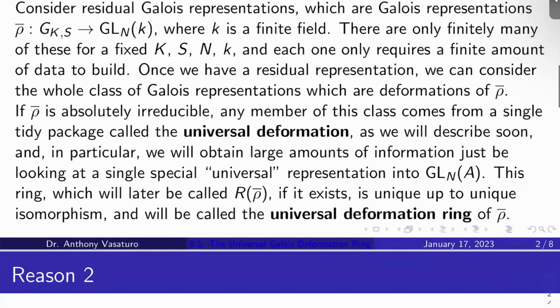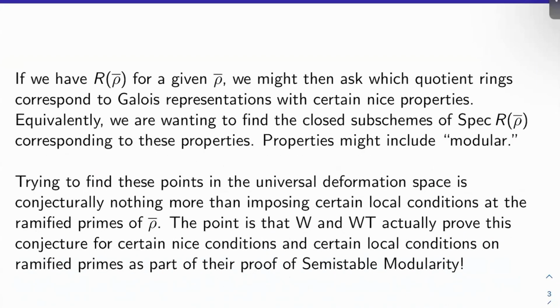If it doesn't exist. Reason two: if I have the universal deformation ring R of rho bar for a given rho bar, we might then ask which quotient rings correspond to Galois representations with certain nice properties. Equivalently, we're wanting to find the closed subschemes of the spectrum of R of rho bar corresponding to these properties. So properties might include modular or fixed determinant or something like that.